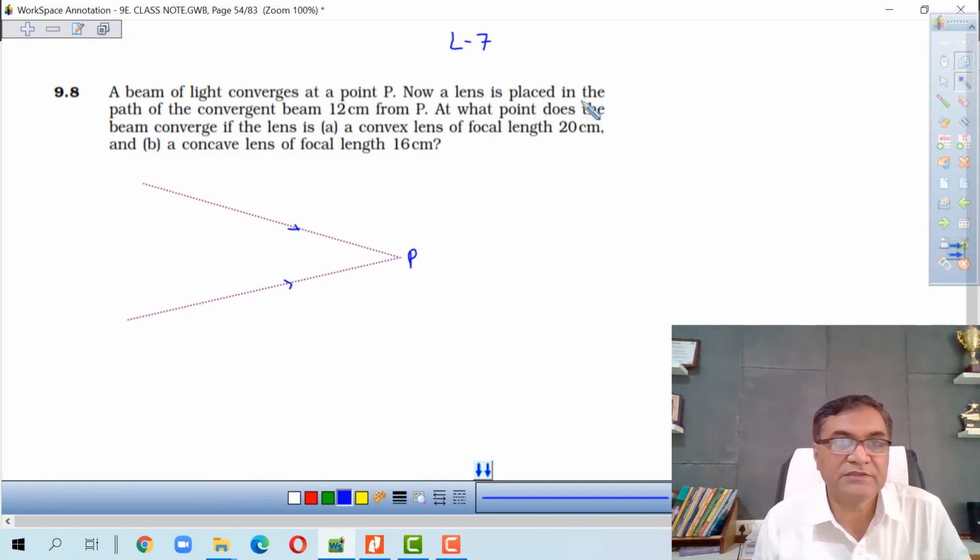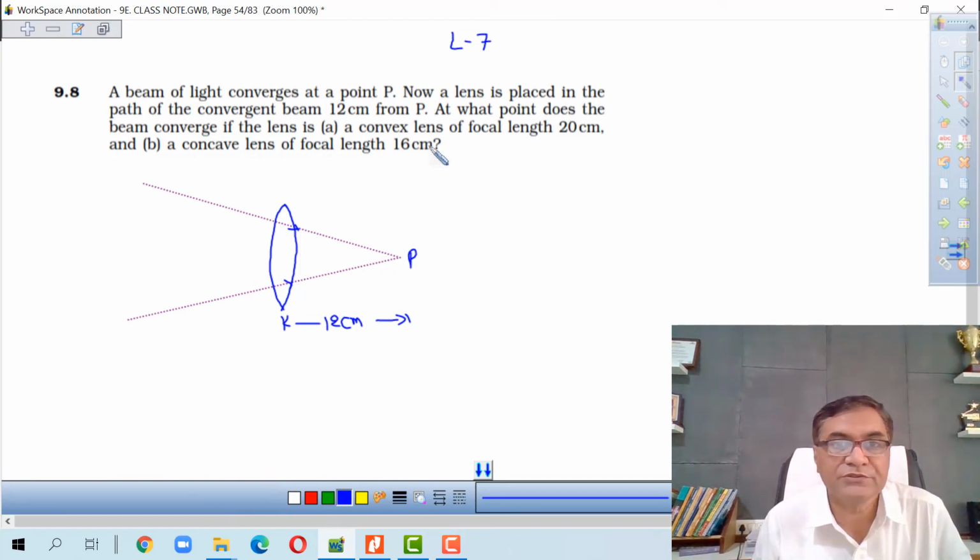A lens is placed in the path of convergent beam 12 cm from P. So now a lens is used over here. So this is 12 cm. At what point does the beam converge?